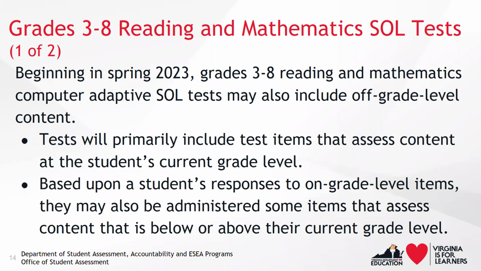To meet the requirements of the Virginia General Assembly legislation, and similar to the fall and mid-year growth assessments, the grades 3 through 8 reading and mathematics computer adaptive SOL test may also include off-grade level items beginning in spring 2023. These SOL tests will primarily focus on content at the student's current grade level, but based on a student's responses to on-grade level items, a student may be administered some items that are one grade level above or one grade level below their current grade level.